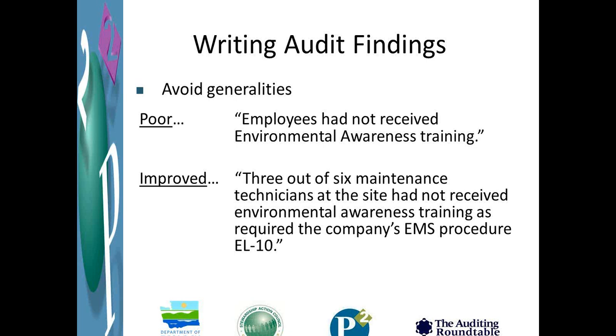The example of an improved audit finding is "3 out of 6 maintenance technicians." You're citing something specific. You're citing the EMS procedure. Those of you out there who do regulatory compliance auditing are certainly used to being able to cite chapter and verse. This is the very same concept. It seems logical, but many times EMS auditors will slip into having findings that are vaguer than they need to be, and vaguer than is helpful.